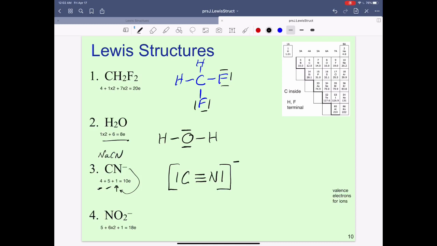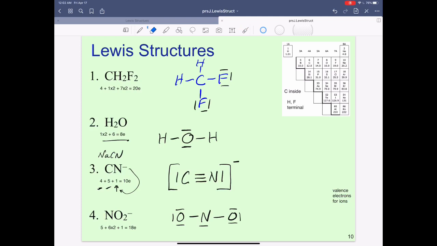And now the nitrite ion, with its 5 electrons for nitrogen, 6 each for the 2 oxygens, and the 1 extra from the negative charge. So we'll put nitrogen in the middle with an oxygen on each side, and fill in. We've got 2, 3, 4, 5, 6, 7, 8, 9. And you can see that while each oxygen is satisfied, or has an octet around it, it's easy to miss, but we should notice that the nitrogen in the middle does not have an octet.